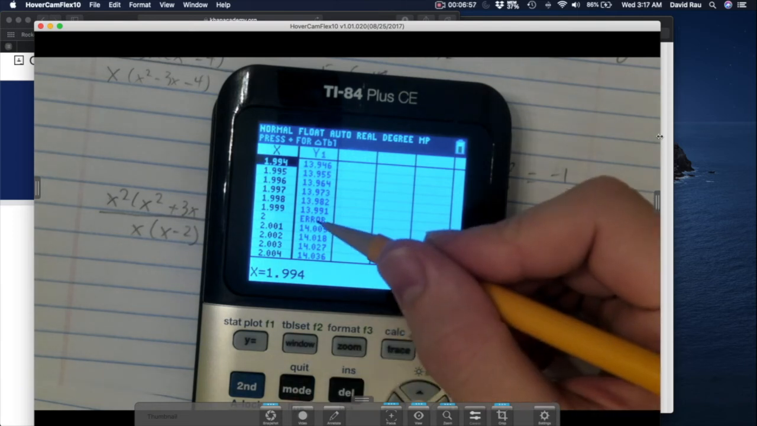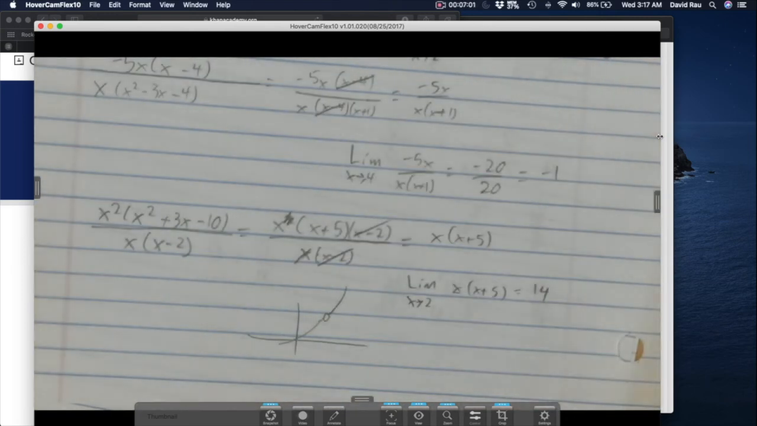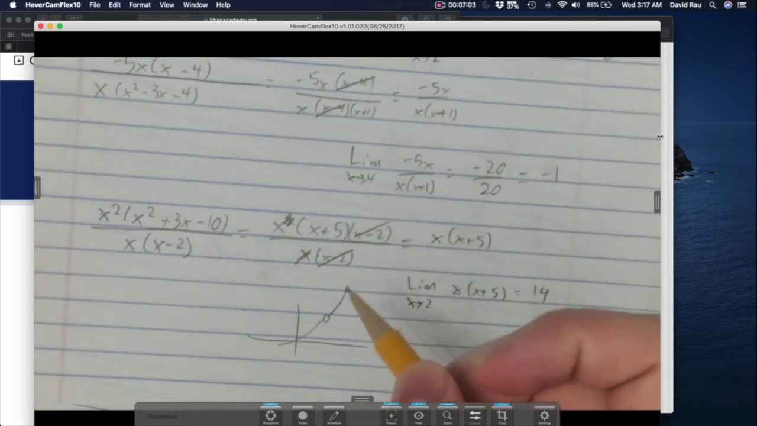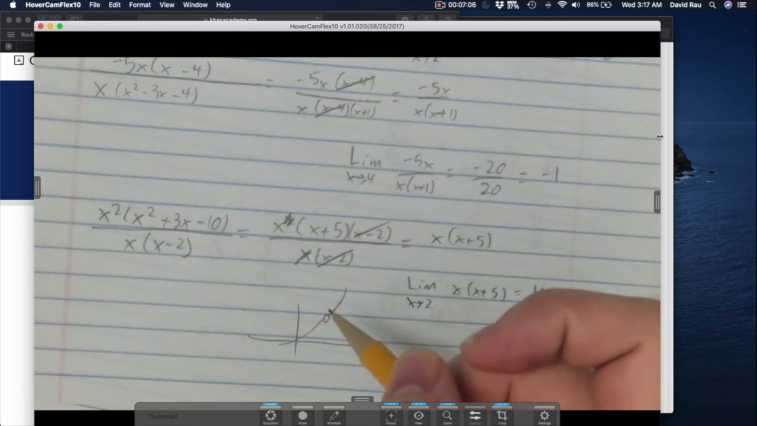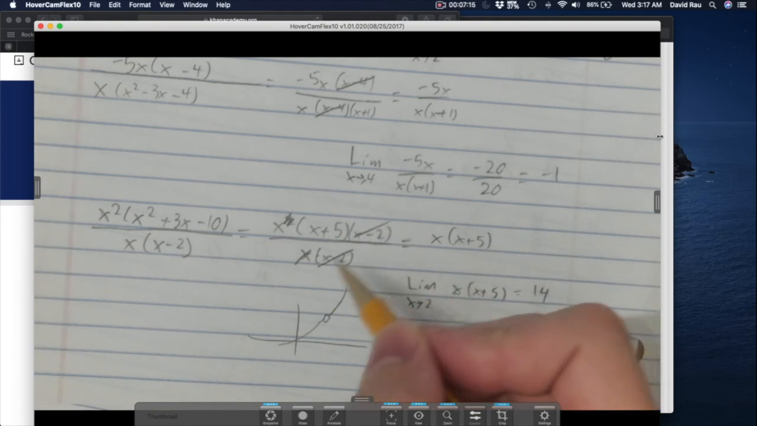Now the idea is there's a hole in your graph. How do you know there's a hole in your graph? Well, because you were getting 0 over 0. Now, sometimes that doesn't necessarily mean it is a hole, but usually it is. And if you remember from Algebra 2, whenever you had these rational functions and canceled something out, that is what you called a removable discontinuity.